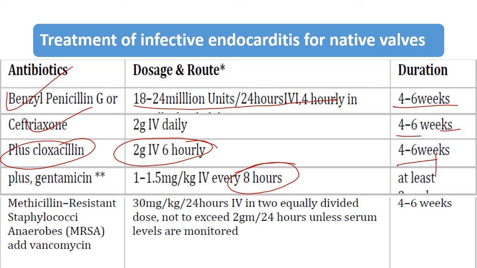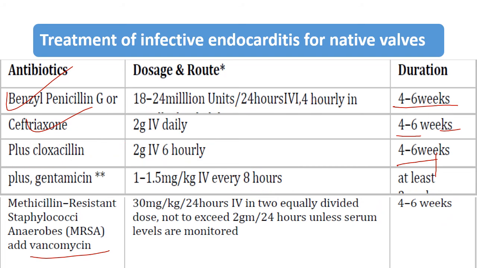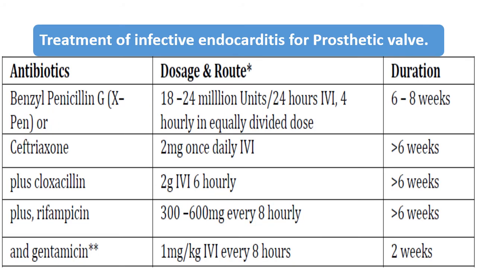For methicillin-resistant Staphylococcus aureus, please consider giving vancomycin. Of course, the dose is indicated here, and the duration should at least be 4 to 6 weeks. Okay, we are continuing with the treatment in prosthetic valve, that is artificial valve. You can give benzyl penicillin again, ceftriaxone again, plus flucloxacillin, plus rifampicin, and the gentamicin again.